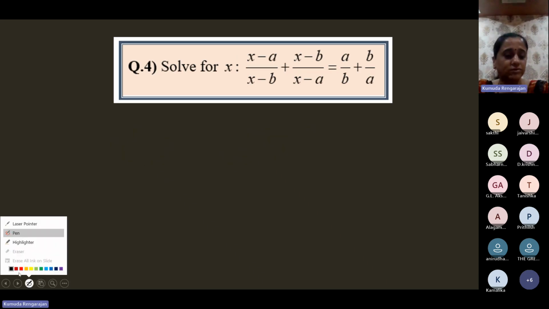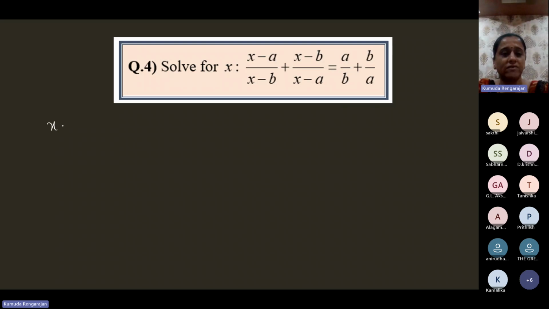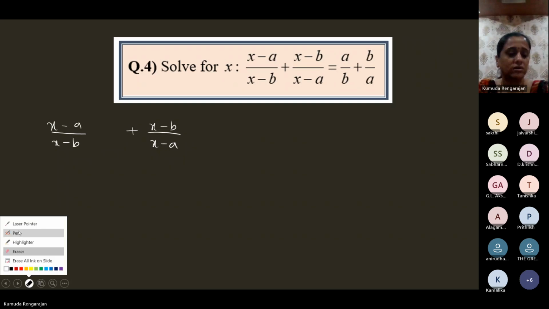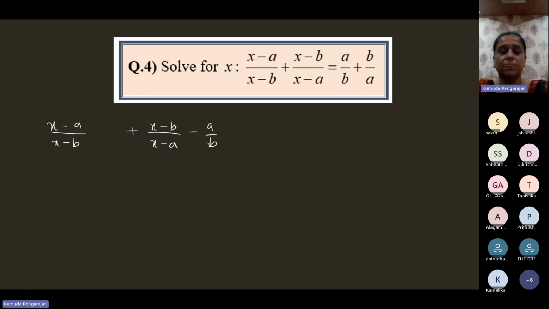We'll have to bring all the terms to one side. We already have x minus a by x minus b on the left hand side. And we also have x minus b by x minus a on the left hand side. Now we have to transpose a by b and b by a. A by b comes to the other side as minus a by b. Now, don't put that minus a by b here because this is already a by b, no? So don't put this minus a by b with this one. Put it with this one, minus a by b.